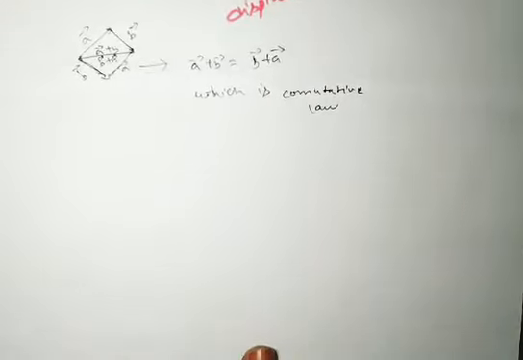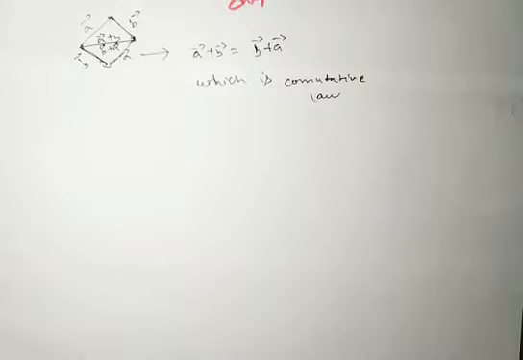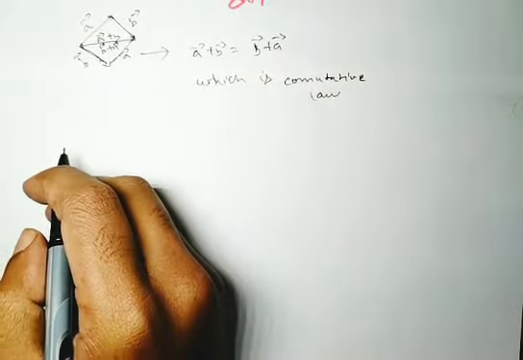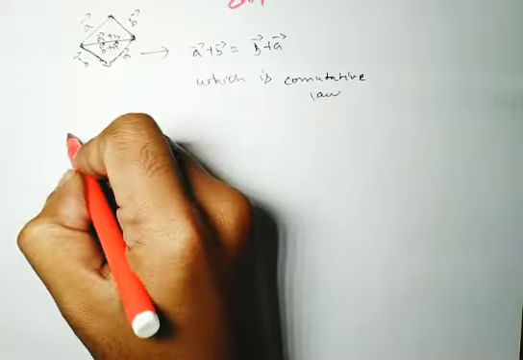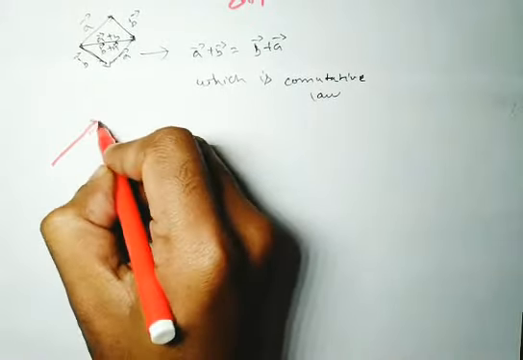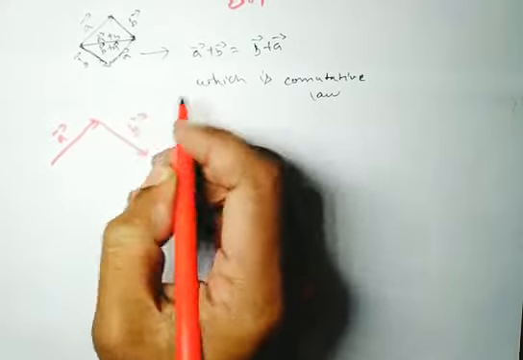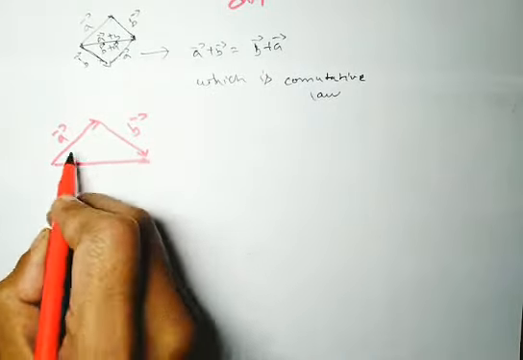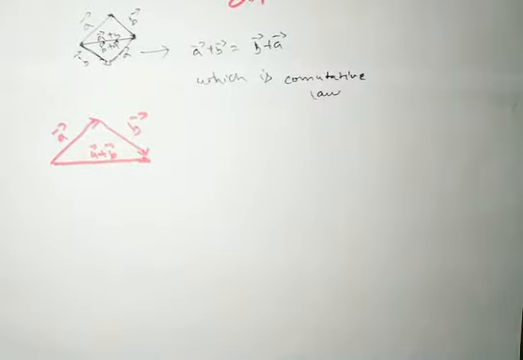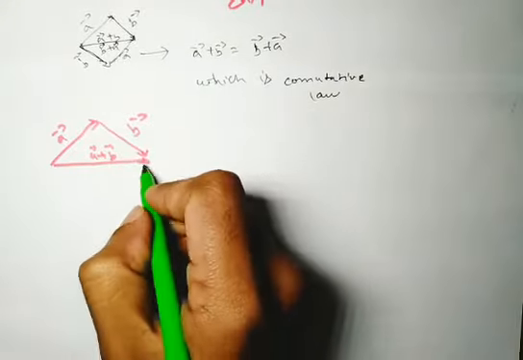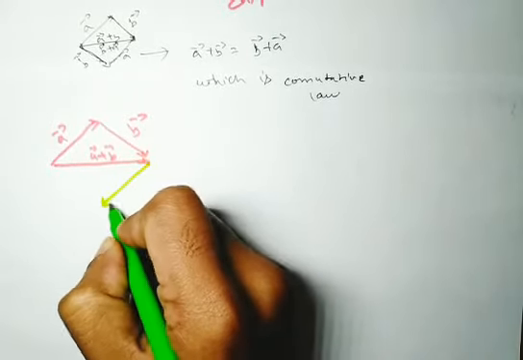Moving on, let's take another example. If this is the vector A, this is the vector B, then this vector will be A plus B, vector A plus vector B. And if we consider from there to here, this is vector C.